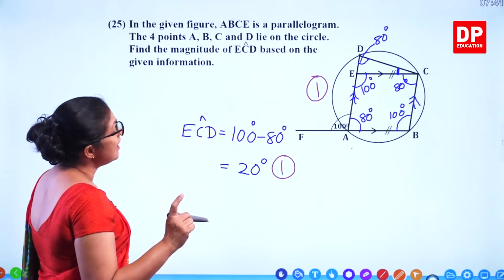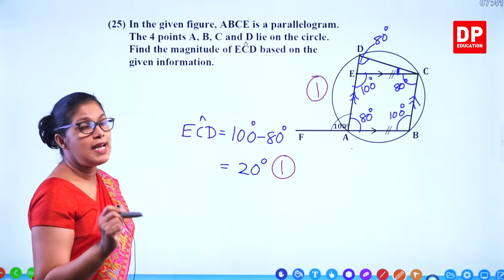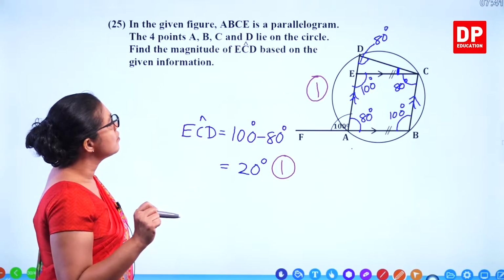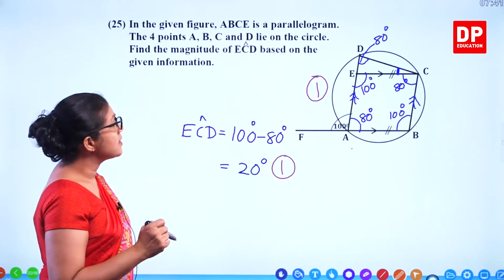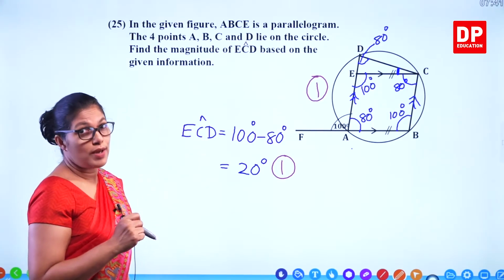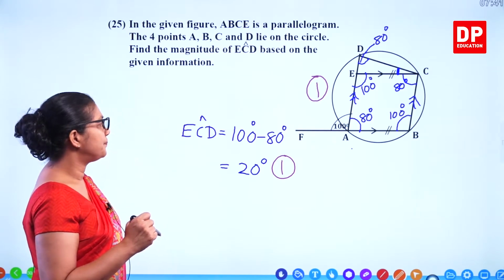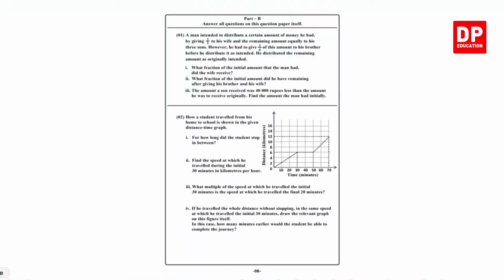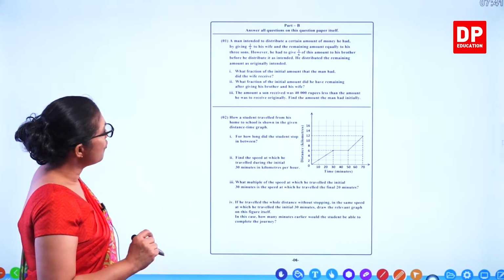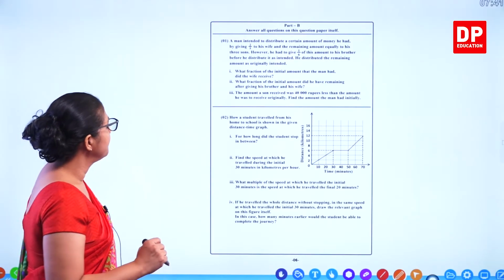And this is the last question in part A. So let's try part B questions. You get 5 questions there. So part B, answer all questions on this question paper itself. Try the first and second one.